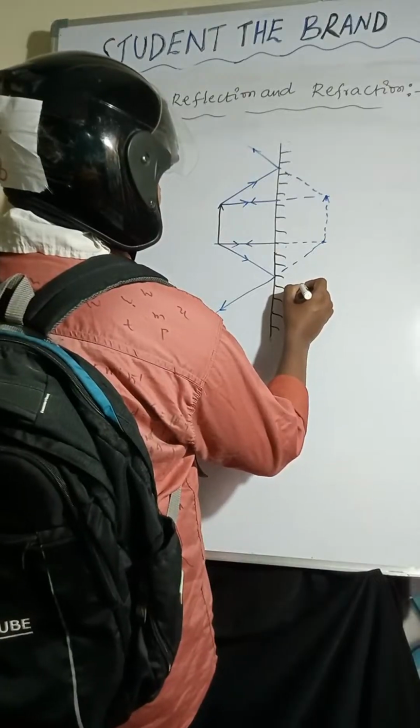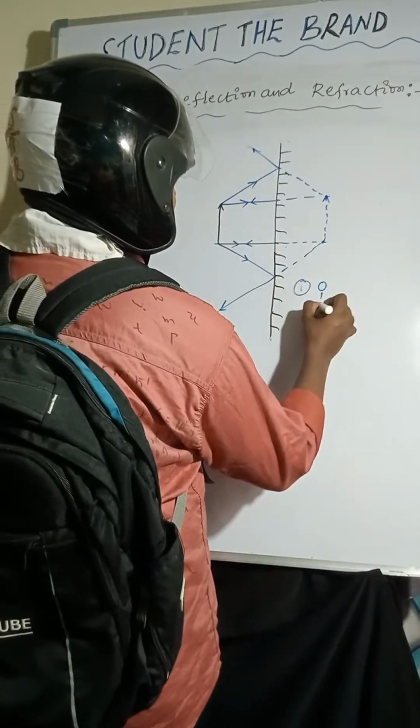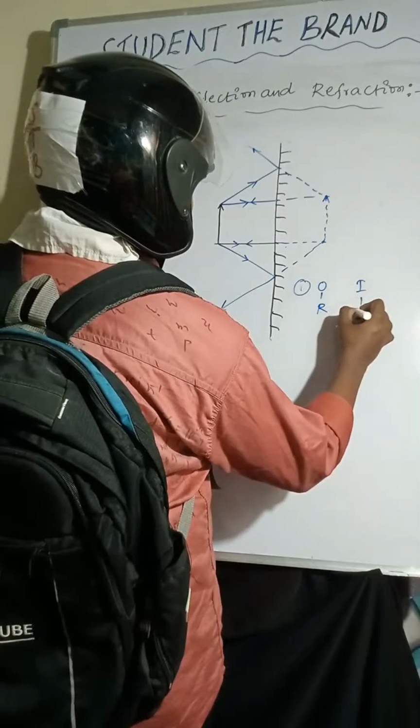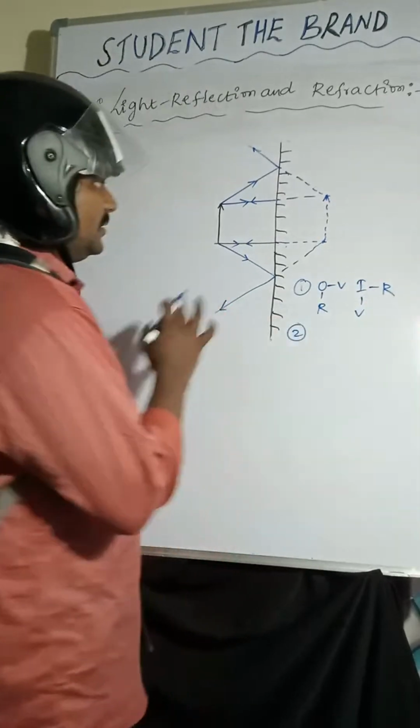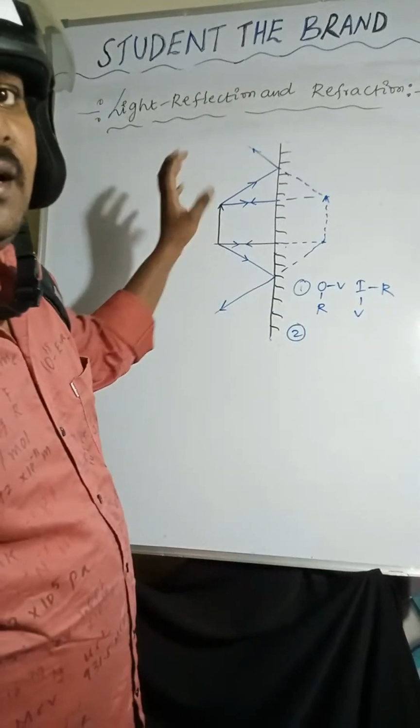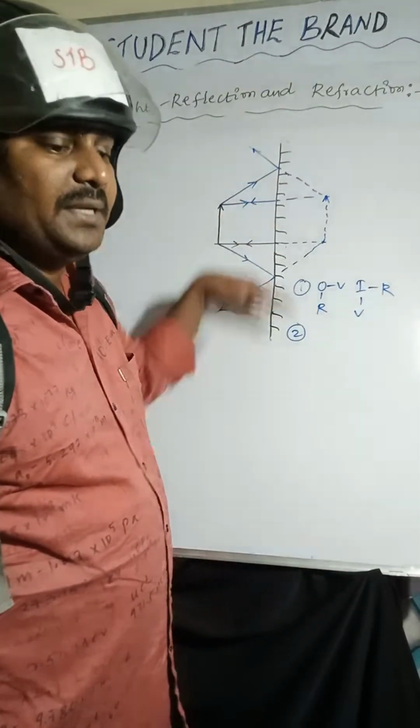Now you can see here. First point: if the object is real, the image is virtual. If the object is virtual, the image is real.